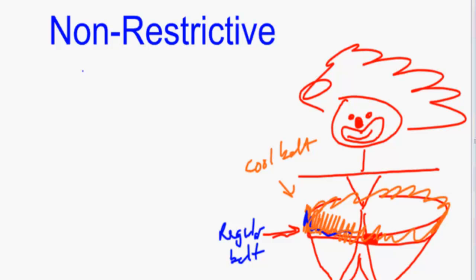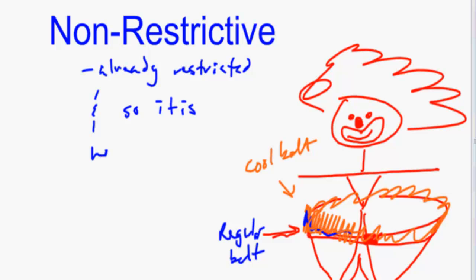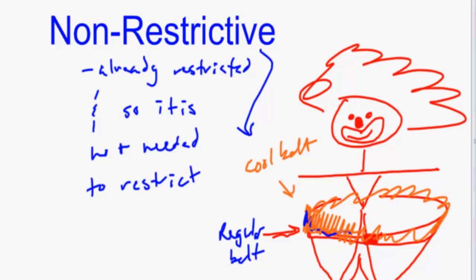Okay, so non-restrictive doesn't mean that it doesn't look like it restricts. It means that something was already restricted. Okay, it's already not needed to restrict. And again, it's kind of like the second belt. This is non-restrictive, this cool belt that goes on top.